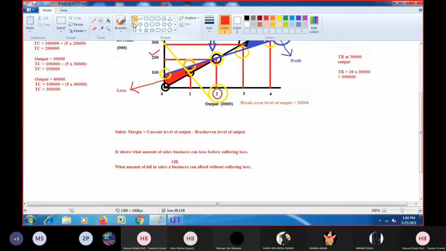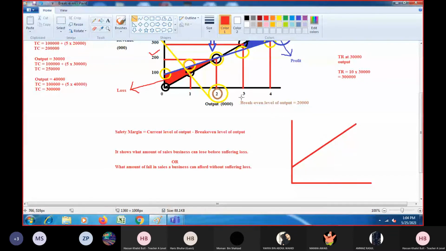Let me just use it here. Okay, all right. Let's say this is the y-axis and this is the x-axis, and you know what is taken on the x and y-axis. Now let's say, I'm just roughly doing it, this is the total cost curve.